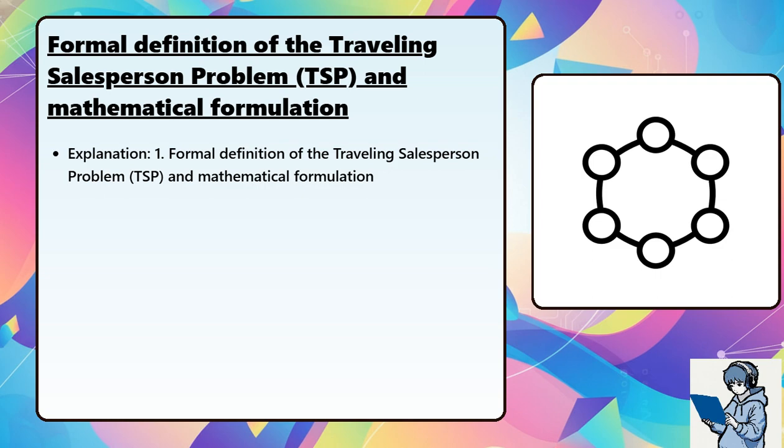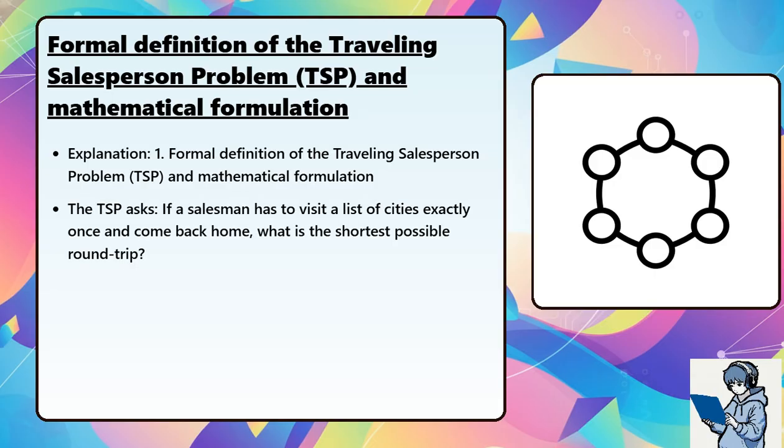Explanation 1. Formal definition of the traveling salesperson problem (TSP) and mathematical formulation. The traveling salesperson problem asks: if a salesman has to visit a list of cities exactly once and come back home, what is the shortest possible round trip?